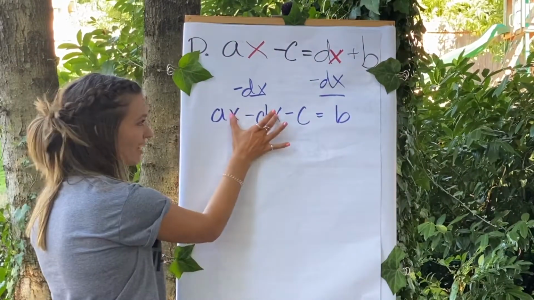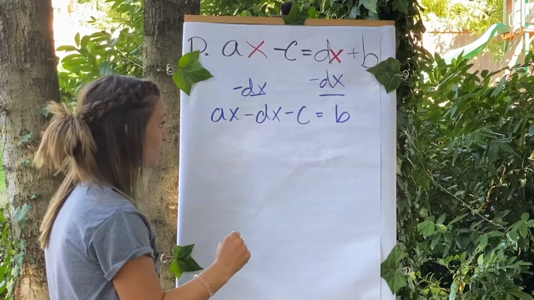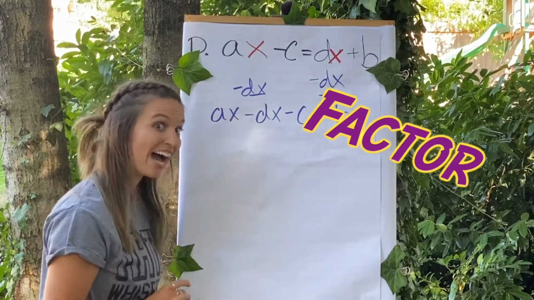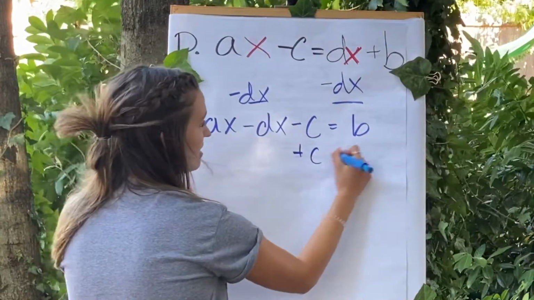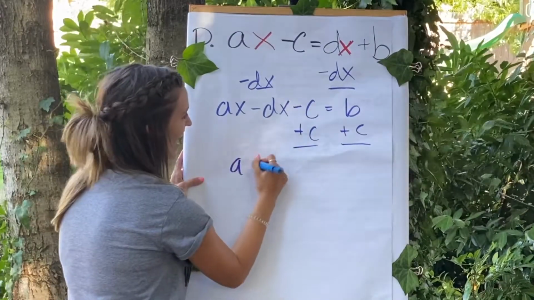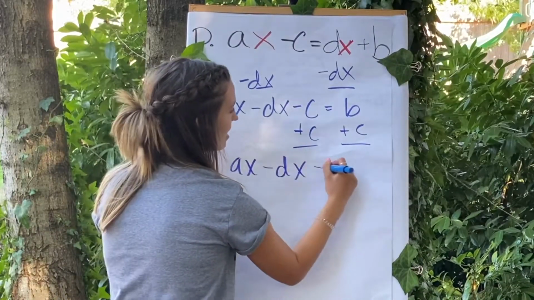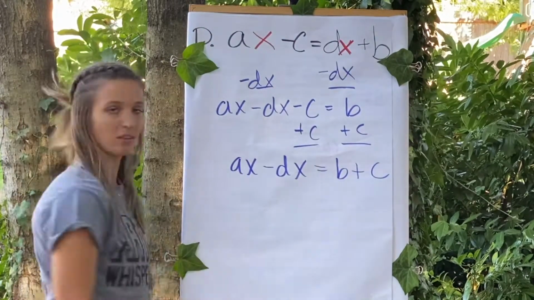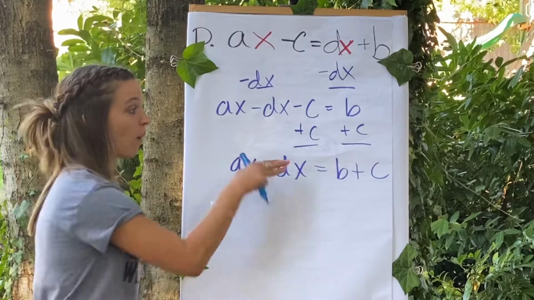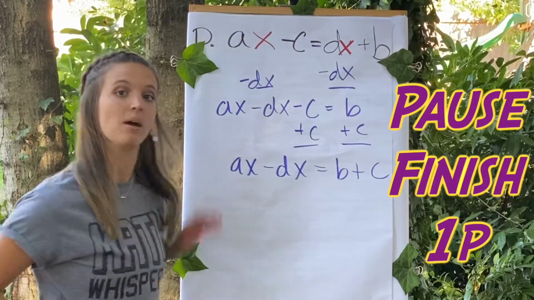I have these 2 X's, so I really want to use Mrs. Peart's strategy from before where I factor out. C doesn't have X with it, so I'm just gonna add C to the other side. So now I'm gonna have AX minus DX equals B plus C. Woo woo! Looks a lot like the problem that you just did before. So why don't you take over from here, pause, and we'll check our answers.